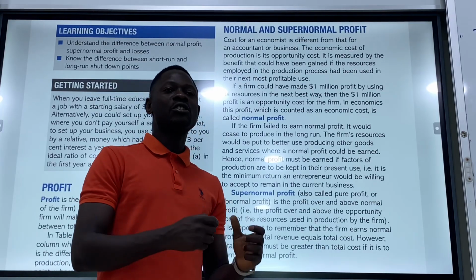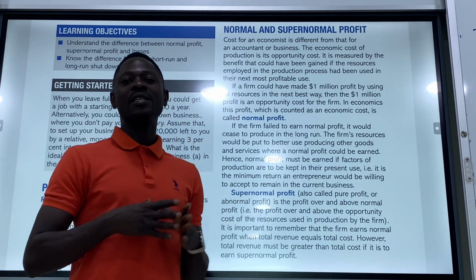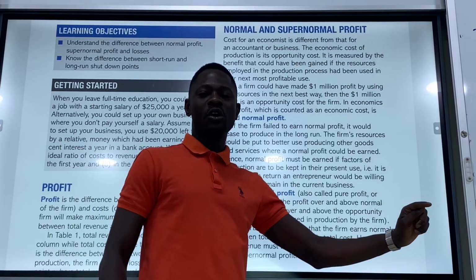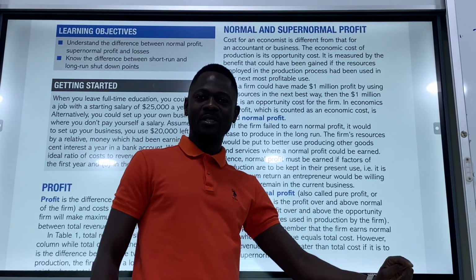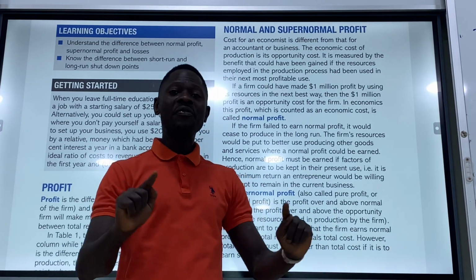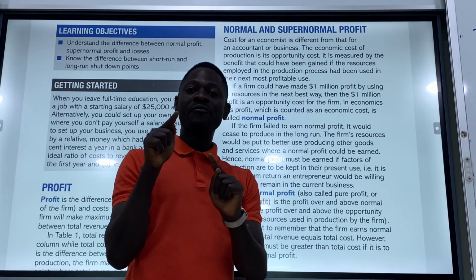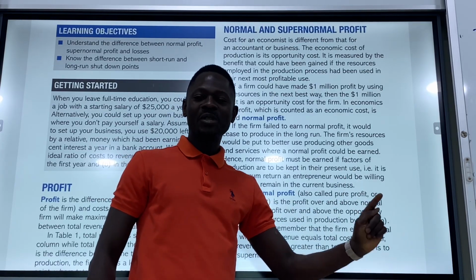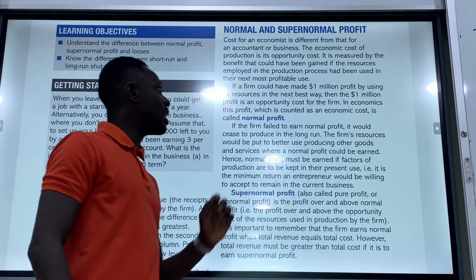So the amount that we're supposed to have made if we have used the resources to produce the next production would have been our opportunity cost. That is what they're talking about here. So the profit that we are supposed to have made if we have used the resources to produce the next best production would have been our normal profit. So let's read anyway.